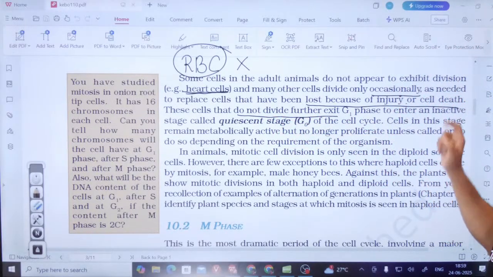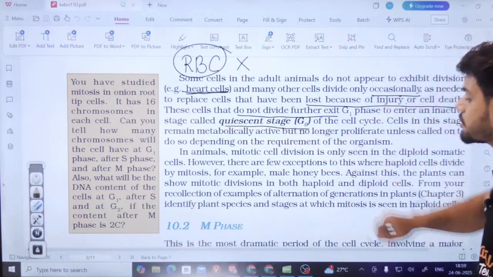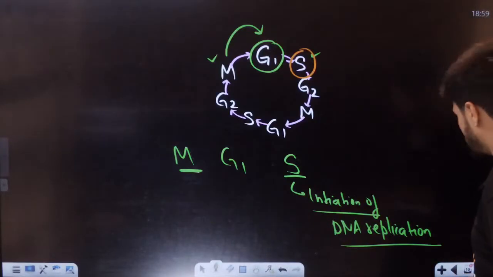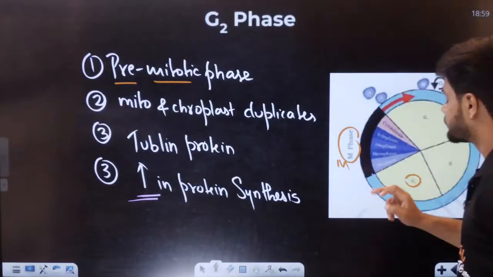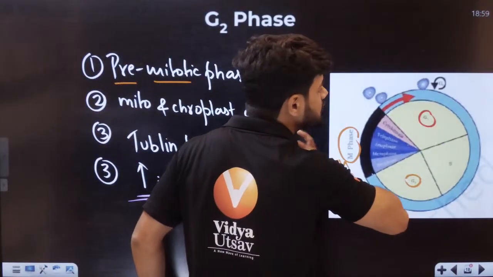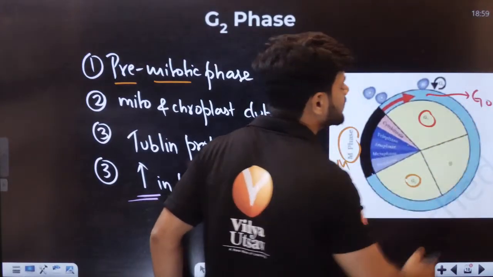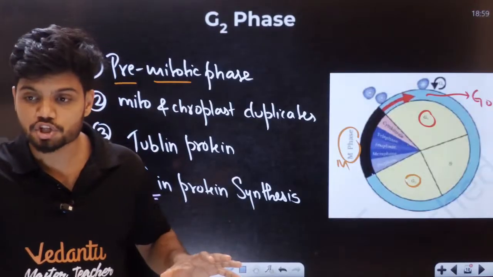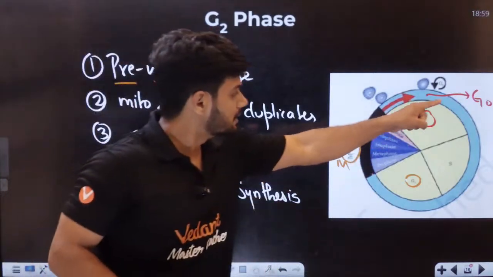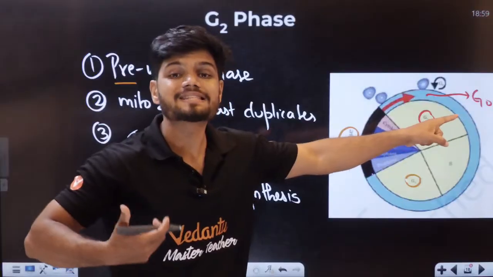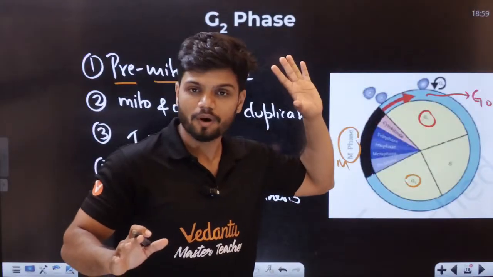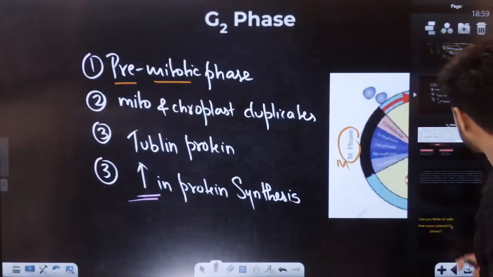Cells exit the G1 phase and enter an inactive stage called the quiescent stage or G0 phase. These cells, your nerve cells as well as your heart cells, do not finish the cell cycle. If you notice here, right after G1, they exit the cell cycle and enter an inactive stage called the quiescent stage. It is just chilling right now, students. Quiescent stage, G0 phase.